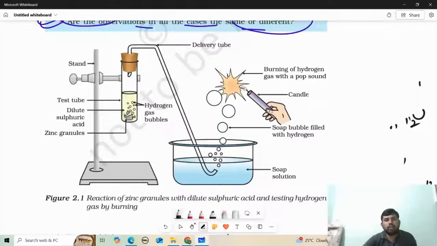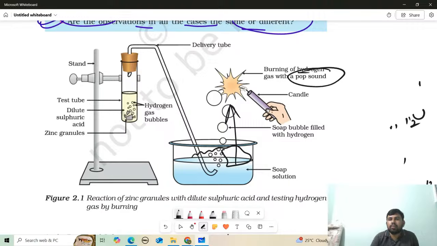So here hydrogen gas will be there. This is soap solution. The soap solution will trap these bubbles. When these bubbles are brought near a candle, the hydrogen gas will burn with a pop sound. This confirms the produced gas is hydrogen gas. The soap solution is filled with water and hydrogen gas. As I said, soap solution will trap this hydrogen gas.